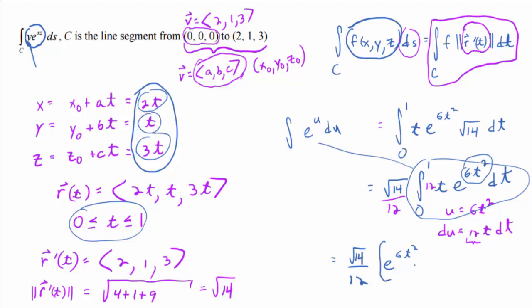Oh, but then we have to evaluate that, right? From what to what? 0 to 1. And what do we get? So root 14 over 12, okay, so times e to the 6th minus 1, because when we plug in 0, we get e to the 0, right? Minus 1. Okay.